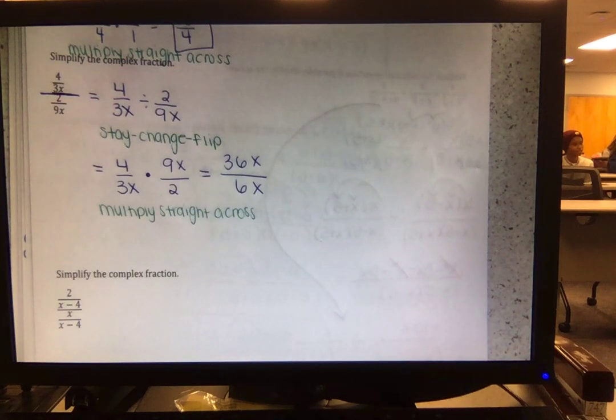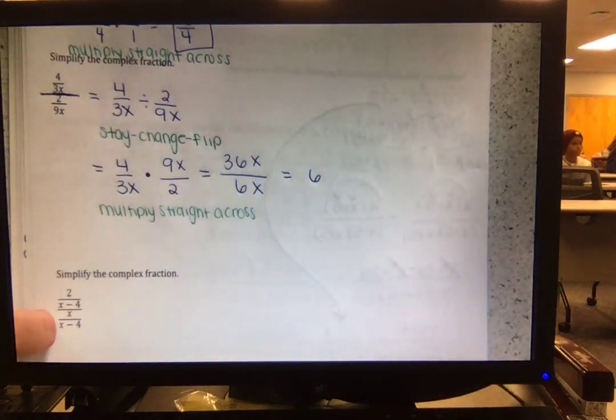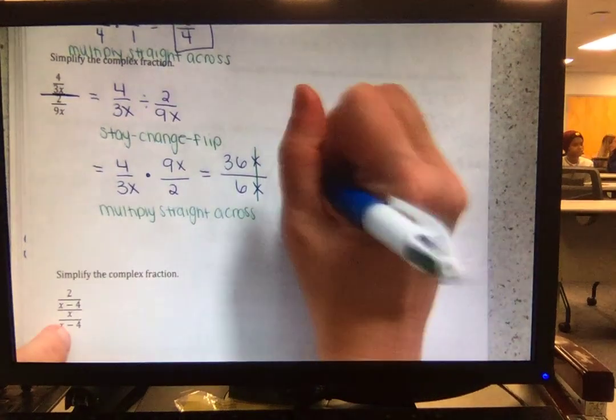36 divided by 6 will give us 6. What happens to our x's? They cancel out. So x divided by x is just 1. They cancel out. So we're just left with 6.